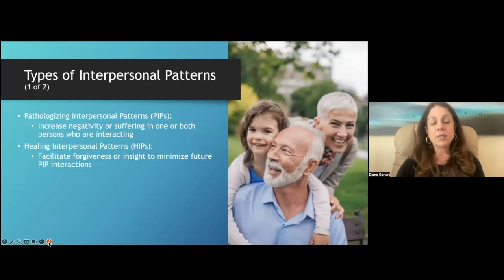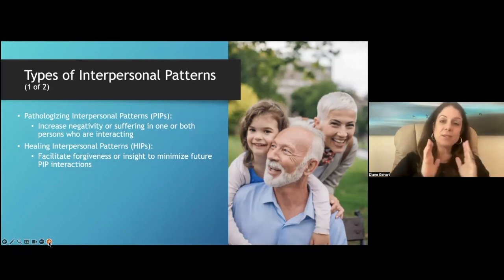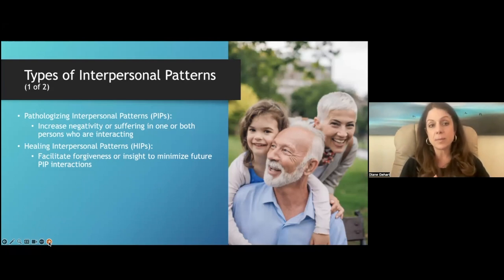Healing interpersonal patterns are HIPs. And these are the patterns that facilitate forgiveness or insight to minimize future PIPs. So you're using the HIPs to fix the PIPs. And if you think of EFT, they talk a lot about addressing attachment injuries. That's a good example of a HIP. So every single theory, at least in family therapy, has a way of addressing PIPs. And many of them also have these HIPs, which are how you help facilitate forgiveness and reconnection and reconciliation in relationships. So these are actually healing interactions.